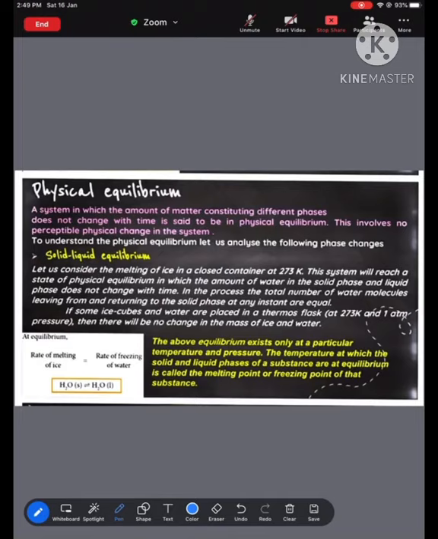So if they ask you to define melting point, what will you write? The temperature at which the solid and the liquid phases of the substance are at equilibrium is called the melting point or the freezing point of that substance. This is the definition for the melting point or the freezing point of any substance.